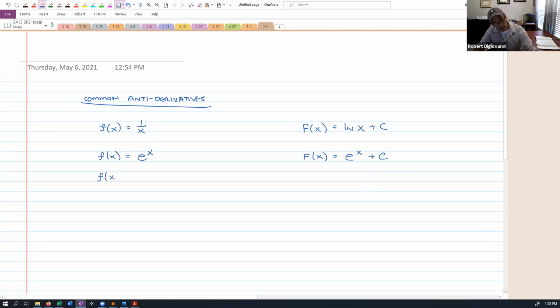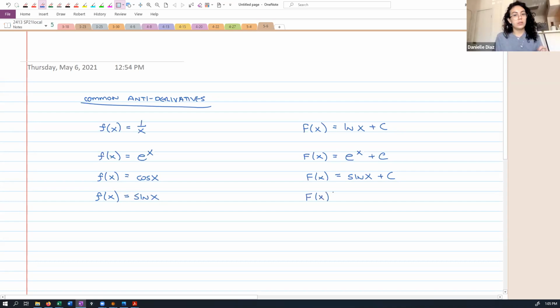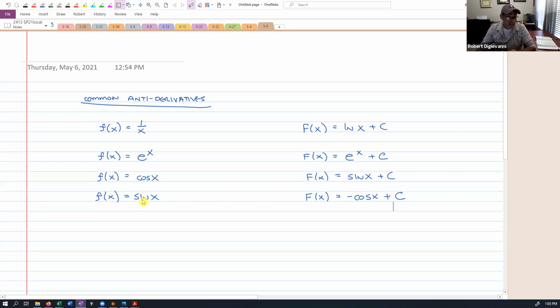Some other ones that should be pretty straightforward. Cosine of x. We all know the antiderivative of that, sine x plus a constant. We had to be a little bit careful with the antiderivative of sine x. That is negative cosine. So the most common mistake Cal 1 students make moving into Cal 2 is that when they take the antiderivative of sine, they say cosine. But it's negative cosine, because when you take the derivative of cosine, you get negative sine. You have to account for that with a negative here.